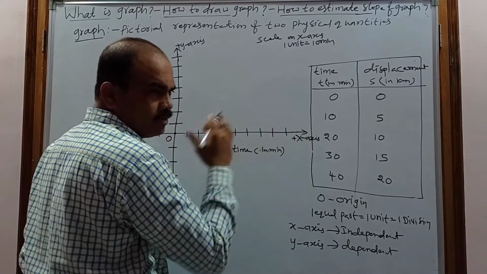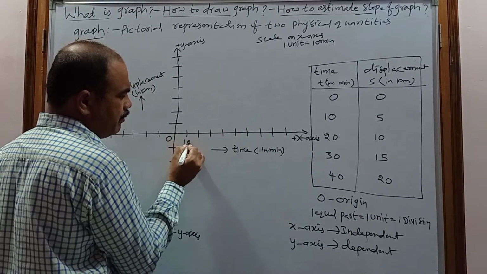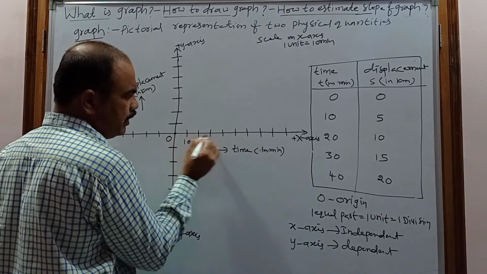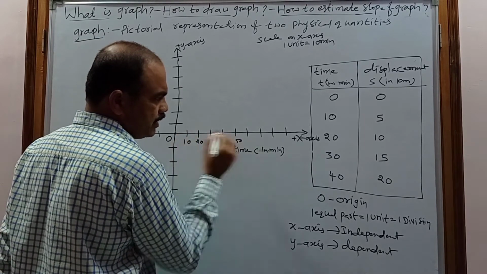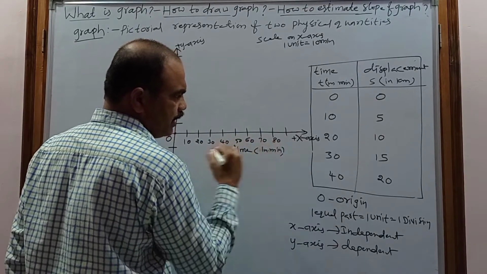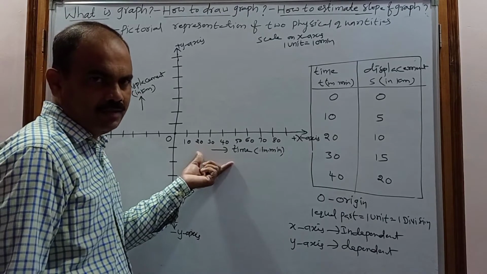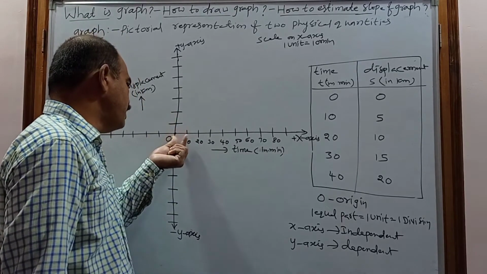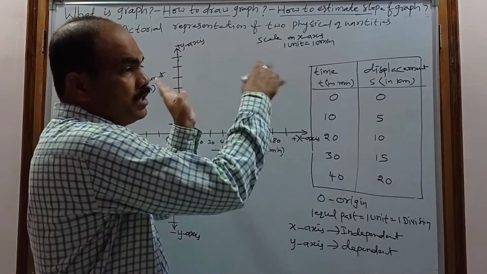So we have to arrange the scale. Here 1 unit on the x-axis represents 10 minutes, and next 2 units is 20, 3 units is 30, 4 units is 40, 5 units is 50 minutes, 6 units is 60 minutes, 7 units is 70 minutes and this is 80 minutes. So this is called arranging the scale on the x-axis. How much 1 unit is representing, you have to write at the topmost, the rightmost of the graph.